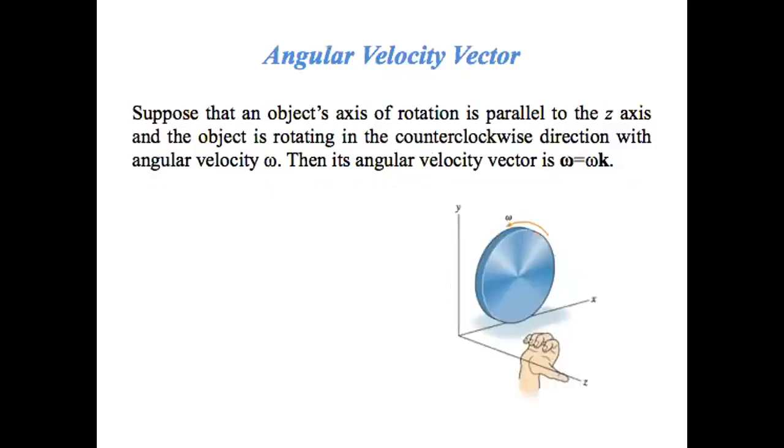Angular velocity vector. Suppose that an object's axis of rotation is parallel to the z-axis, and the object is rotating in the counterclockwise direction with angular velocity omega. Then its angular velocity vector is omega k, because it's in the k direction.